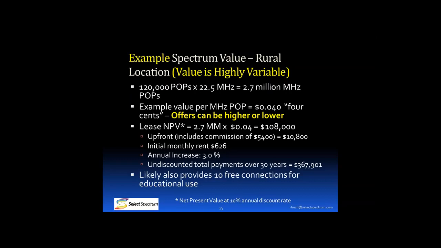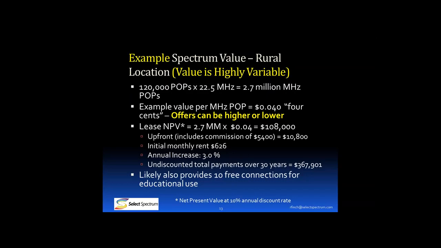We found that the total coverage of that license was 120,000 pops. So pops are people. So that is a license that covers homes of something over 40,000 homes, and with the population density in that area, turns out to be 120,000 people live under the geographic area. It looks similar to the ones that I showed you before. It's a full license, so a full license has 22.5 megahertz. That comes out to be 2.7 million megahertz pops.